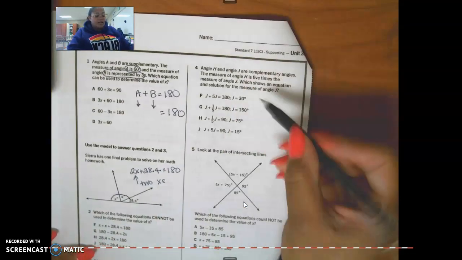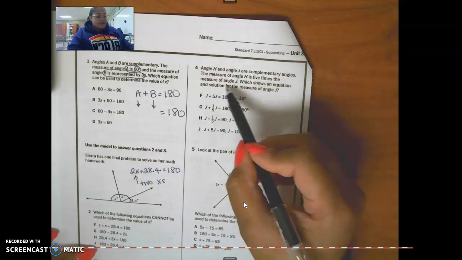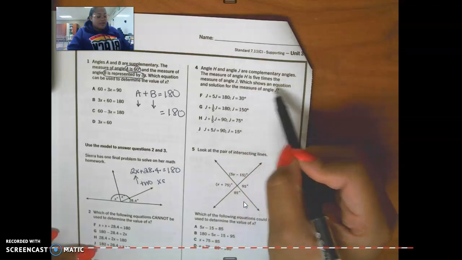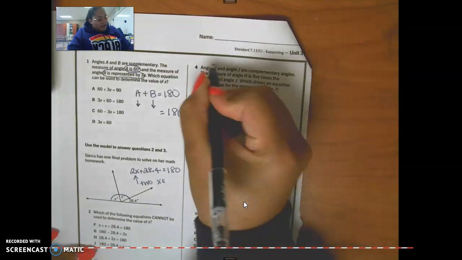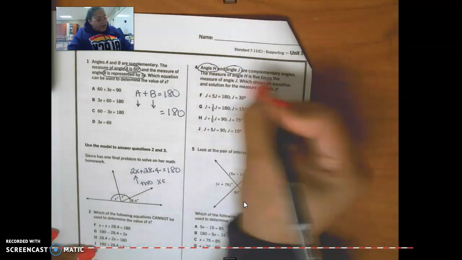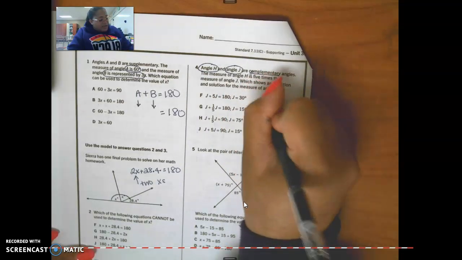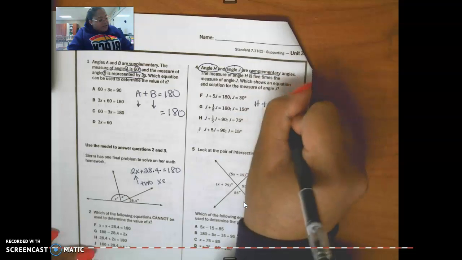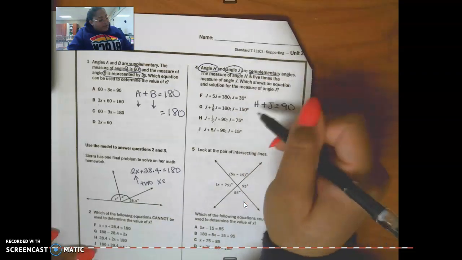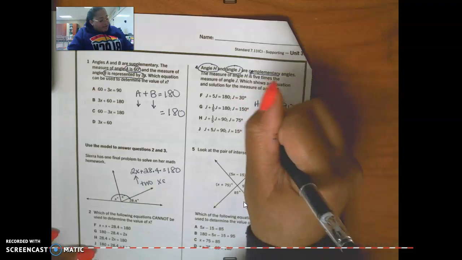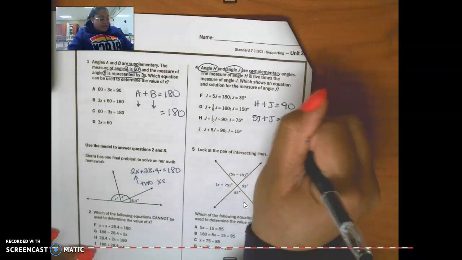4, angle H and angle J are complementary angles. The measure of angle H is 5 times the measure of angle J, which shows an equation and solution for the measure of angle J. H and J are complementary, which means they equal 90 degrees. H plus J equals 90. H is 5 times the measure of angle J. So I'm going to write 5J, and I still need J, and I'm going to get 90.